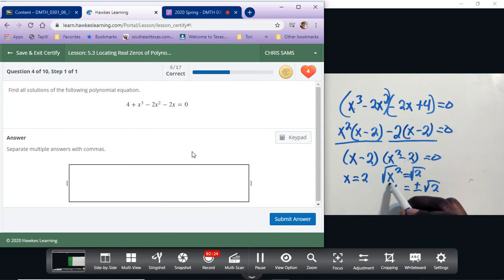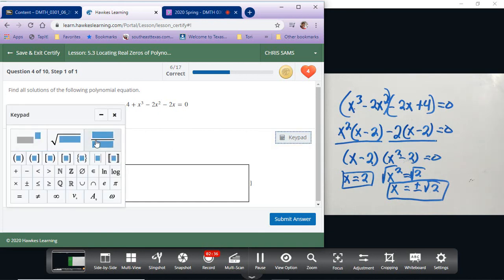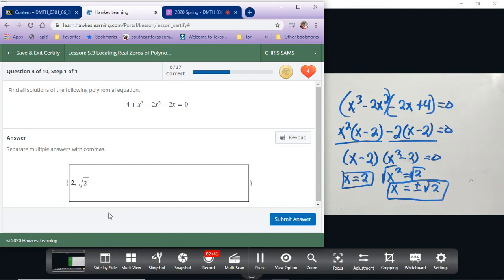Alright, so since this doesn't have a perfect square, we have plus or minus square root of 2. Alright, so our 3 roots are 2, the square root of 2, and then negative square root of 2.